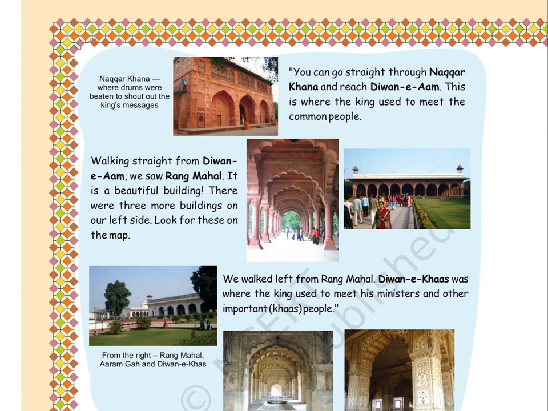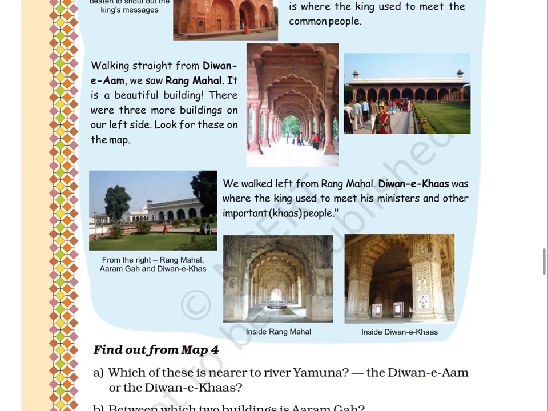There were 3 more buildings on our left side. Look for these on the map. Next to this, we see pictures of Diwan-e-Aam and Rang Mahal. We walked left from Rang Mahal. Diwan-e-Khas was where the king used to meet his ministers and other important or khas people. On the left side of the page, we see a picture of Rang Mahal, Aram Gah and Diwan-e-Khas, marked in the sequence from the right. Below the text is a picture of inside Rang Mahal and inside Diwan-e-Khas.